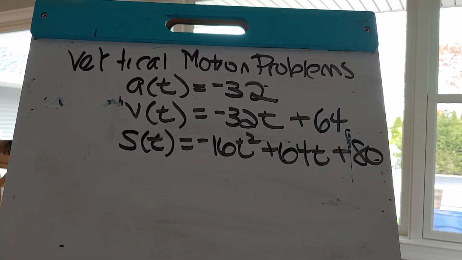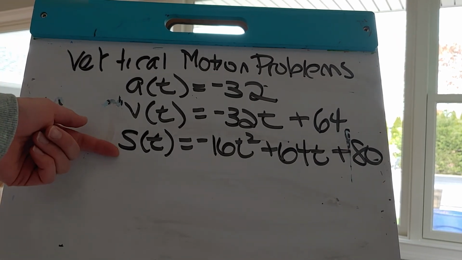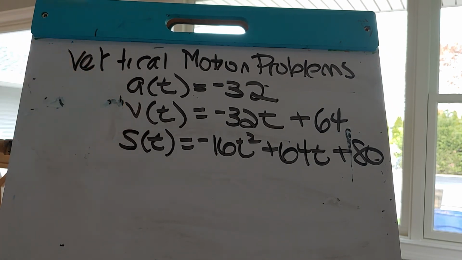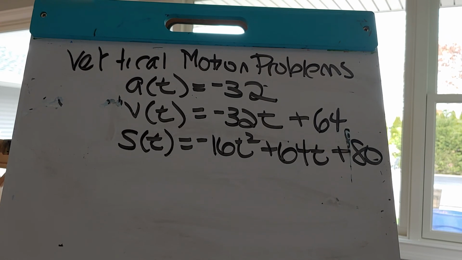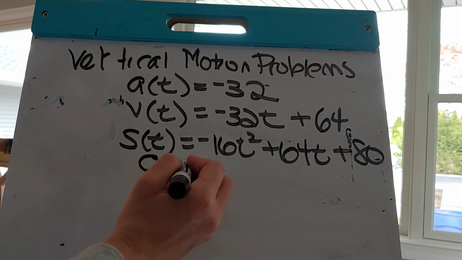Okay, so now I have my 3 different functions. I have my acceleration, I have my velocity, and I have my position function. And now I can answer a bunch of questions about this. One of the typical questions we got was, when does the ball hit the ground? Anytime they're asking you about a height, you're going to use your position function. Anytime they're asking you about a velocity, you're going to use your velocity function. So they want to know when it will hit the ground, so I'm using the position function. The height will be 0 when it hits the ground.